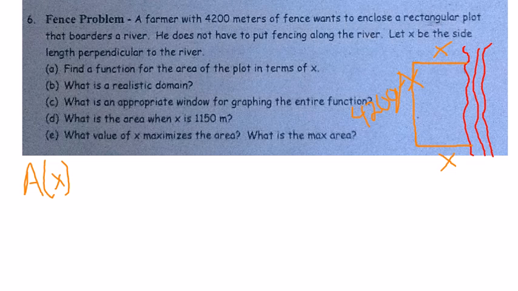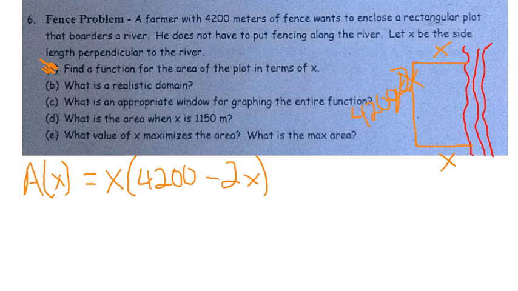I know that area is length times width, so the area of this plot in terms of x is going to be the bottom, which is x, times the side, which is 4,200 minus 2x. So that's the answer for part A. I've got that done. I'll cross it out. Sorry, that's 2x. I didn't write that right. 2x, that's what I had written down over here. Alright, so I've got A done.